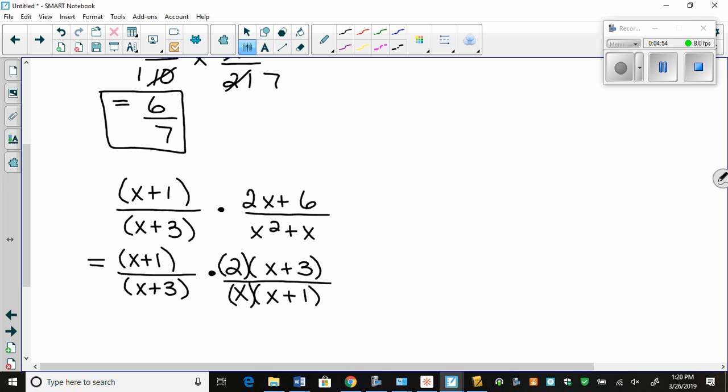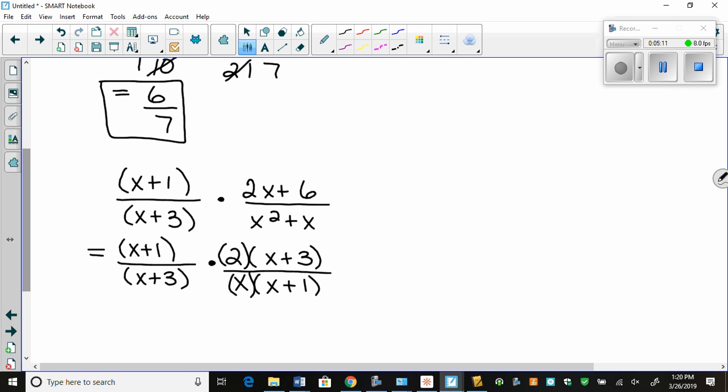Do I care about either numerator? Can the numerators equal 0? Yes, because if you do 0 divided by a number, it's just 0. But denominators can't equal 0 because you can't divide a number by 0. You would get undefined. Okay, so we're going to get x plus 3 cannot equal 0. We're going to get x cannot equal 0, x plus 1.